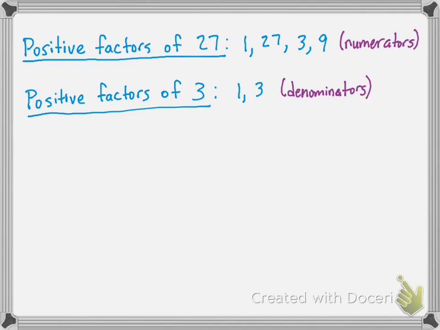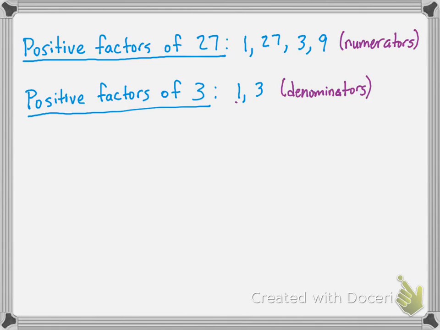We're going to make every possible combination that we can. So what I like to do is take each one of these factors of 27, 1, 27, 3, and 9, and put each one of them over that first factor of 3, 1, and then I'm going to take each one of those 4 factors of 27 and put them over the second factor of 3, which is 3.